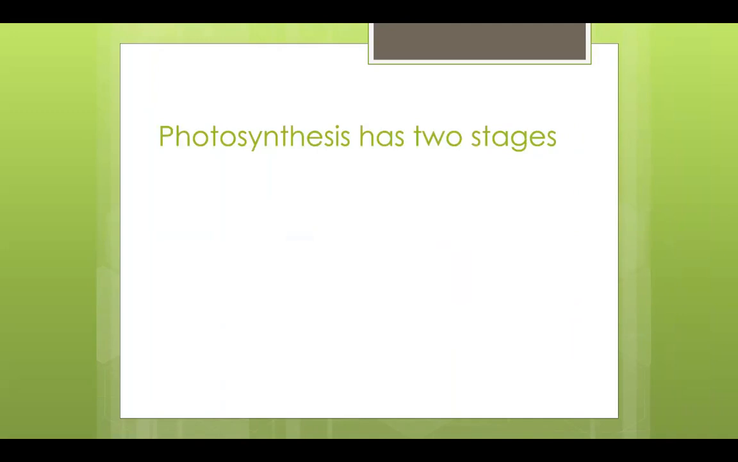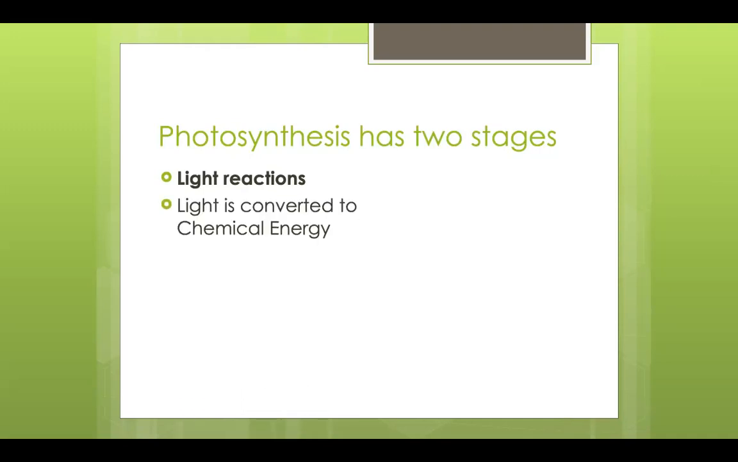Now, photosynthesis has two stages. The first stage involves what are called the light reactions. This is where light energy is converted into chemical energy. The chemical energy is going to be temporarily stored in two molecules, ATP, which we know already, and a new molecule called NADPH.